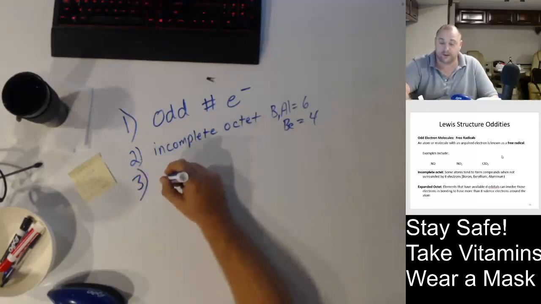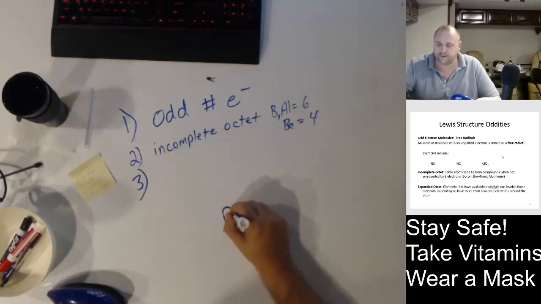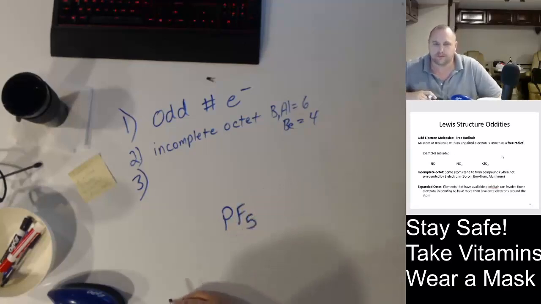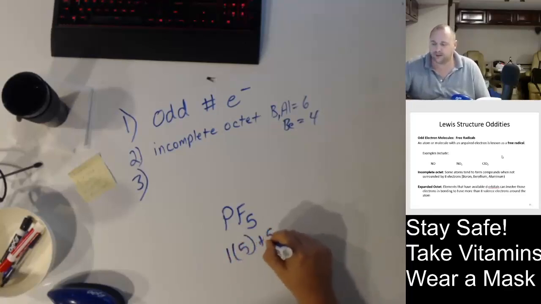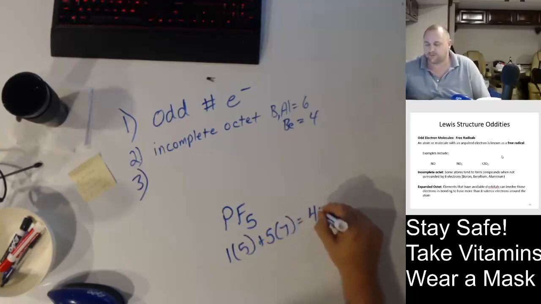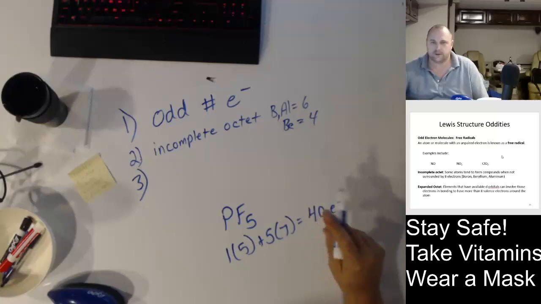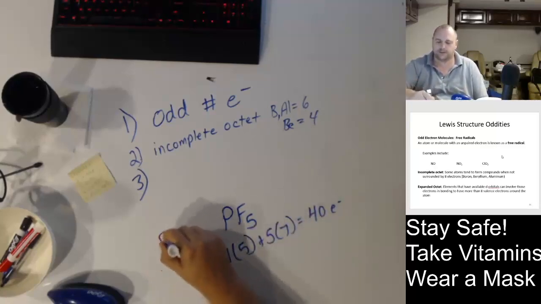Ready? Get your Advil out. Here we go. This third one. Oh, let's do this one. PF5. 1 times 5 plus 5 times 7. That would be 40 electrons. Now the skeleton is the hard part. The skeleton on this one is the hard part.